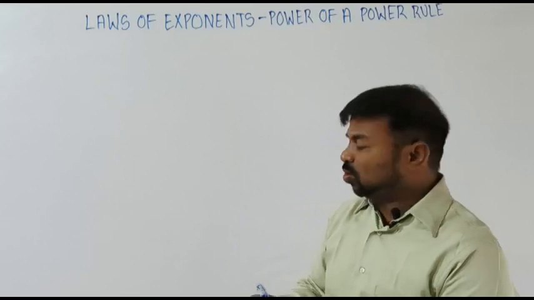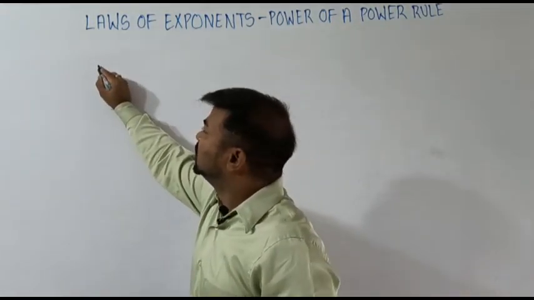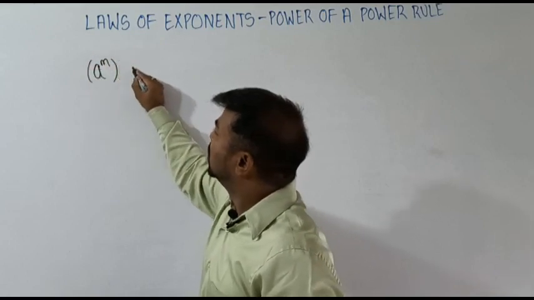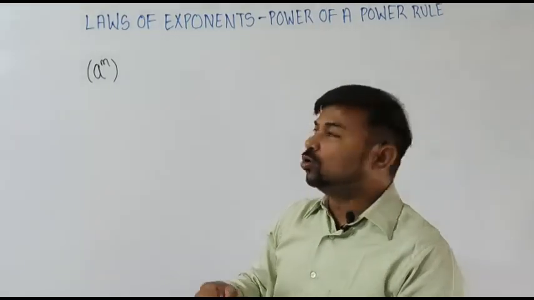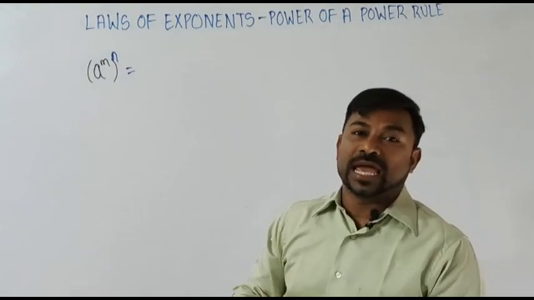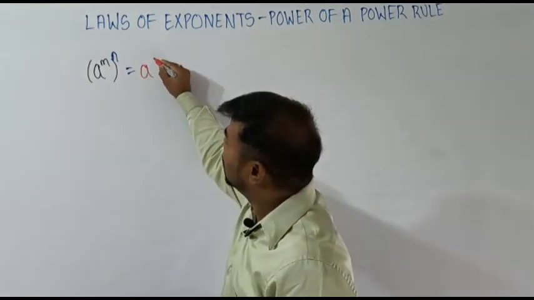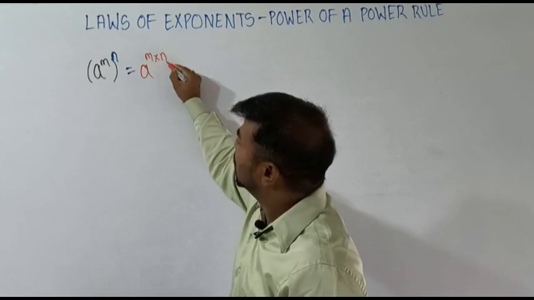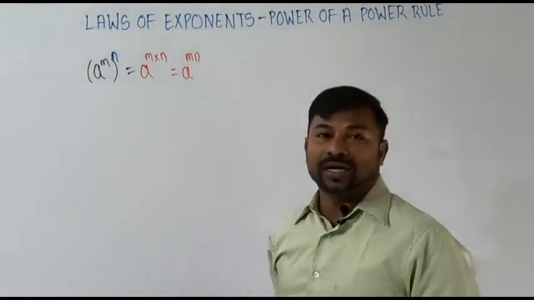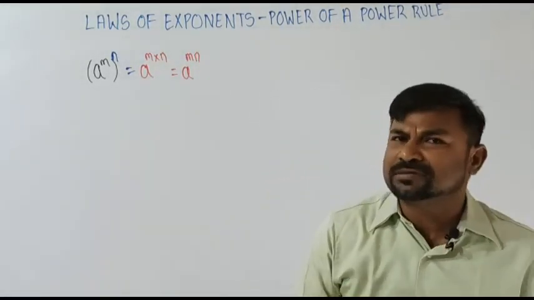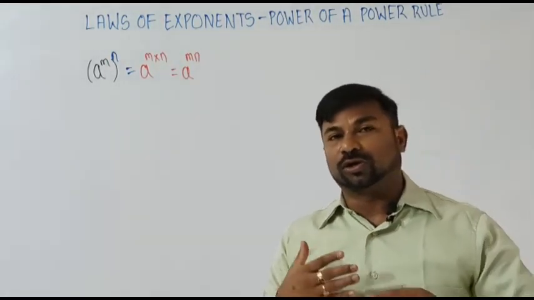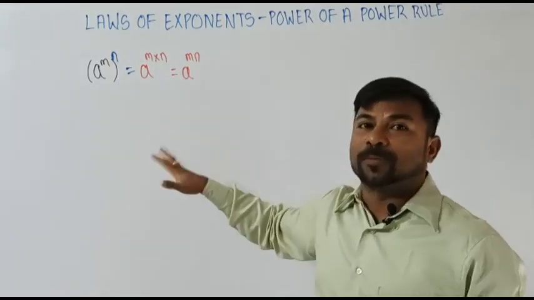Now, let me come back to this one. What is this power of a power rule? The rule says like this: a to the power m, whole to the power n, equals a to the power m into n, but we write it as a to the power mn. This is the rule we are going to discuss. It's very simple, but it's tricky. What properties we are going to use and what rules we are going to follow in this property, I will let you know.